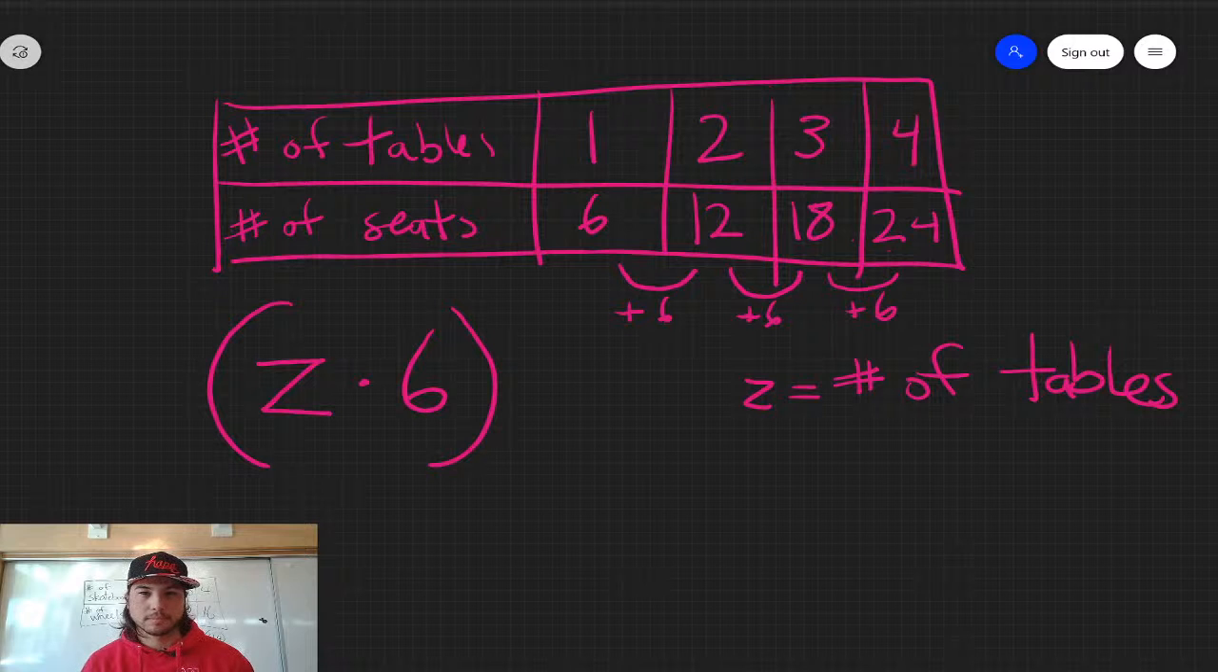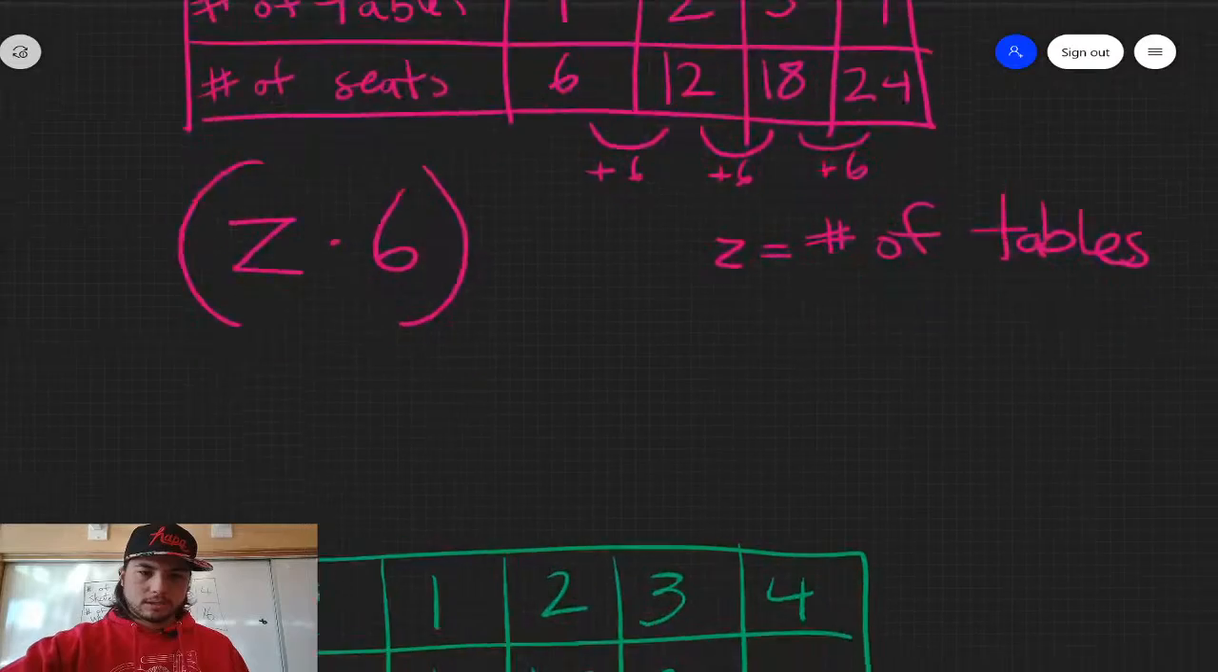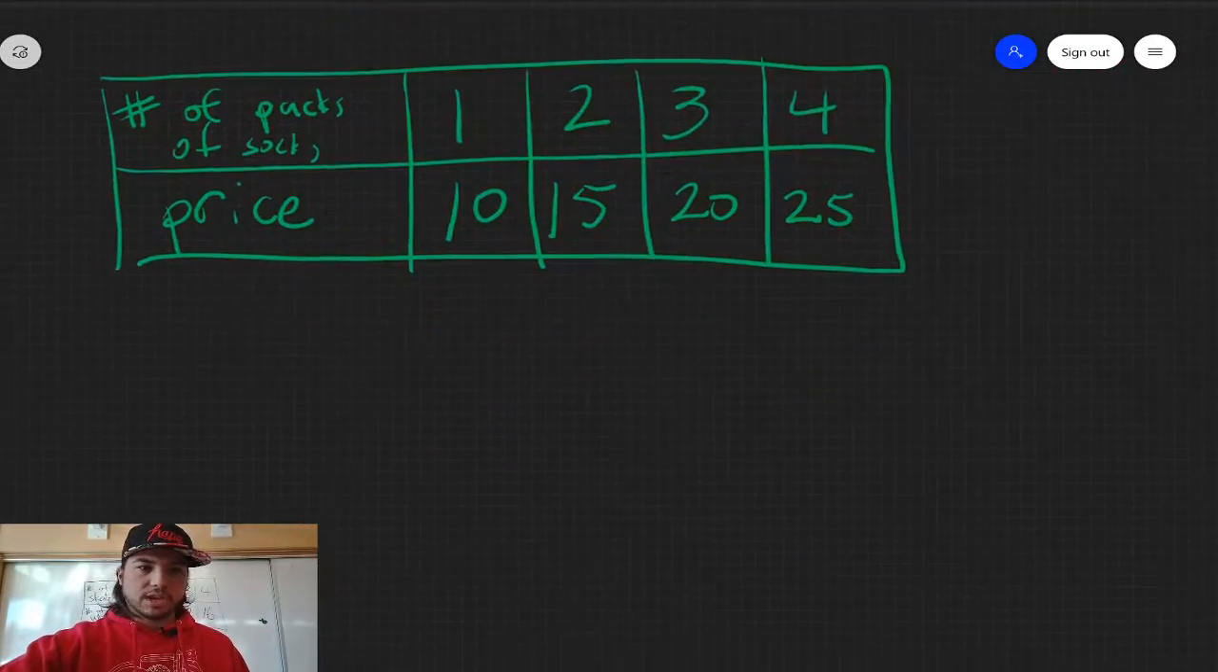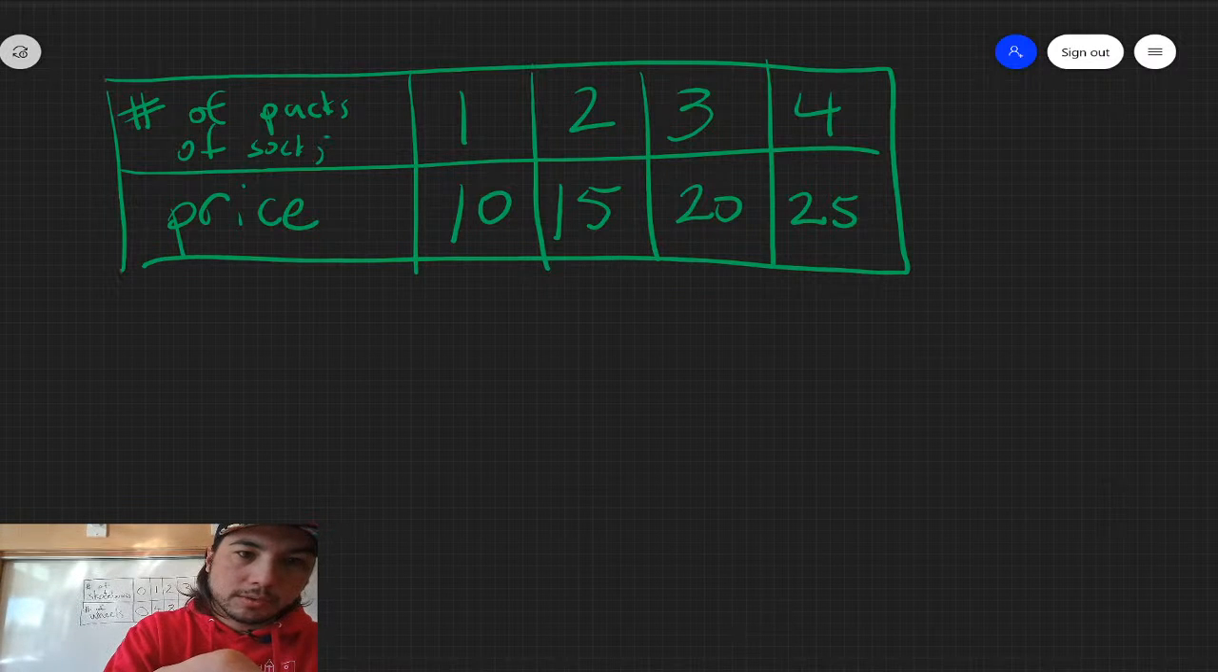Makes sense? Let's try one more. I'm going to make it a little more challenging. This one's going to be about, hold on, let me move it. Ta-da. This one's going to be about socks. And I wrote socks all messy, but this one's going to be about socks.